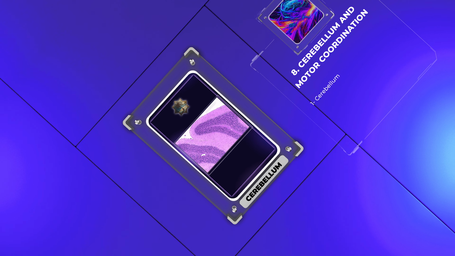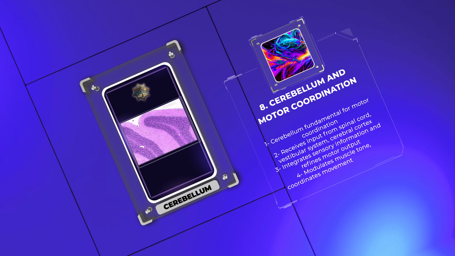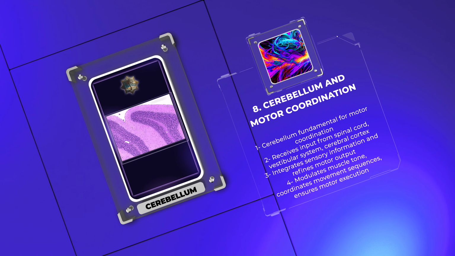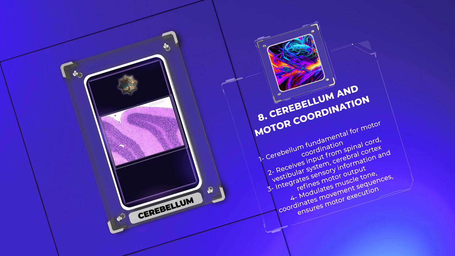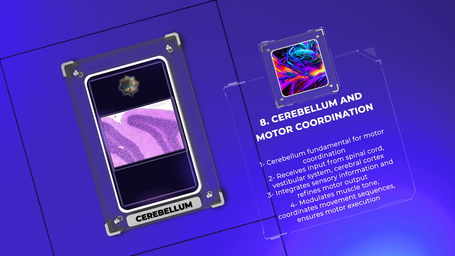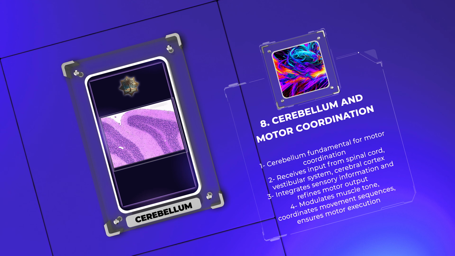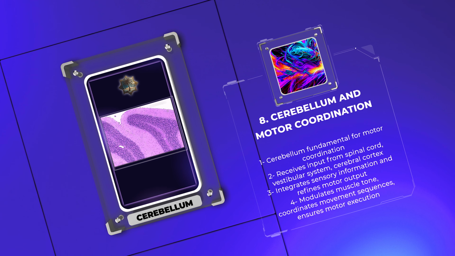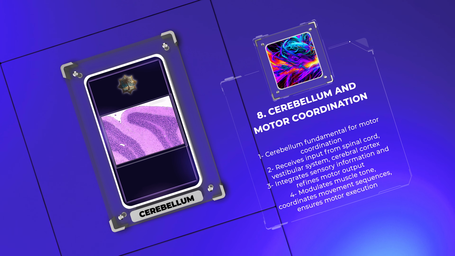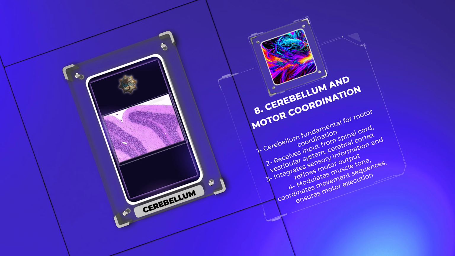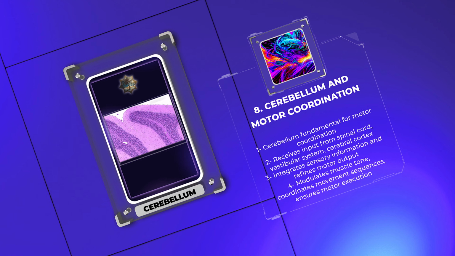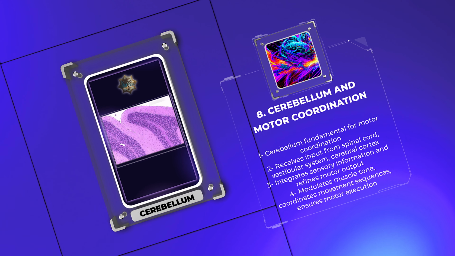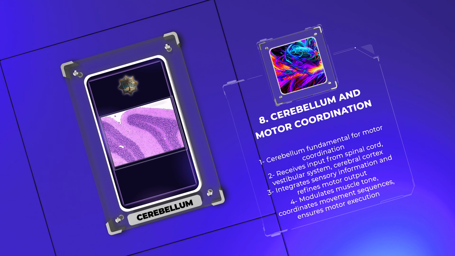Motor coordination is a fundamental function of the cerebellum. The cerebellar cortex receives input from multiple sources, such as the spinal cord, vestibular system, and cerebral cortex, to integrate sensory information and refine motor output. Through its connections with the brainstem and spinal cord, the cerebellum modulates muscle tone, coordinates movement sequences, and ensures smooth and precise motor execution. Damage to specific cerebellar regions can result in motor dysfunctions, leading to ataxias or other movement disorders.